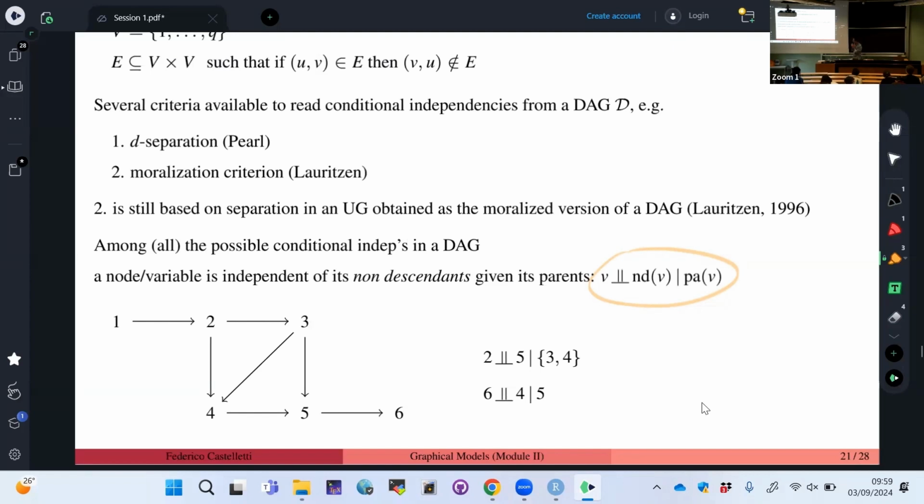For example, if we look at the directed graph here, what we have is that 2 and 5 are independent given 3 and 4. 3 and 4 are the parents of 5, right? And 2 is a non-descendant of 5. And similarly, we can write that 6 and 4 are conditionally independent given 5, where 5 is a parent of 6 and 4 is a non-descendant of 6.